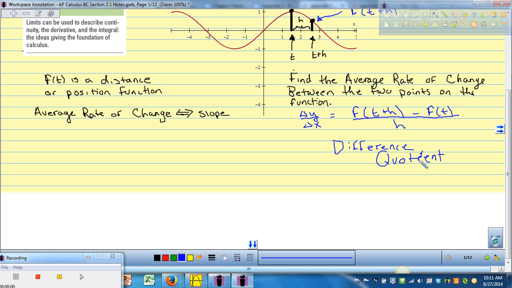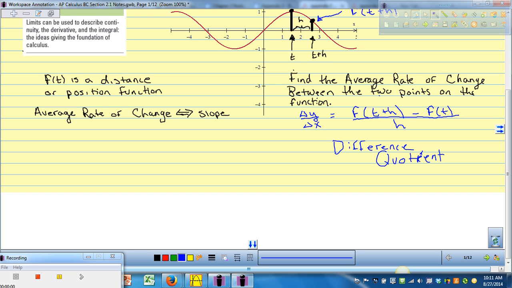Okay, so this is sometimes called the difference quotient. It is the average rate of change. All of those mean slope. That's all we're doing. Okay? So it's very easy for us to find the slope between two points. We've done it since Algebra 1.